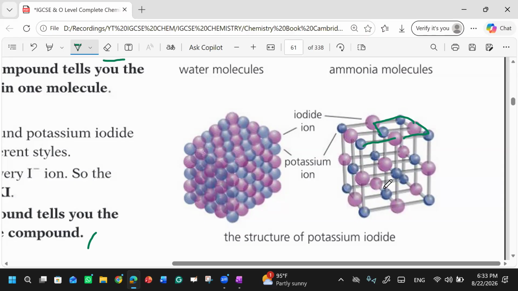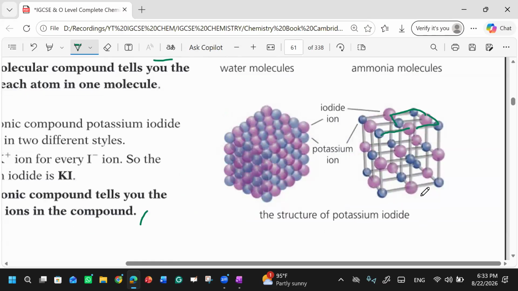Iodine needs one, right? Iodine belongs to group number 7. It has 7 electrons in the valence shell. It needs one. So what will happen? The potassium will lose, iodine will gain. Then this potassium will lose, iodine will gain. And there is a bonding, right? This whole bonding is a crystal structure. You see, this is a crystalline lattice, a proper arrangement.